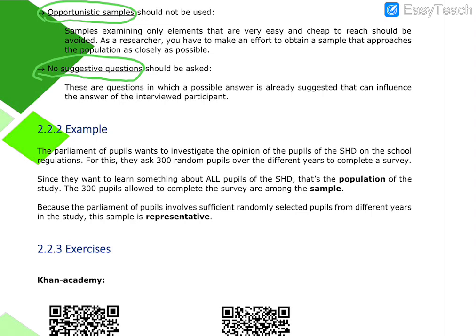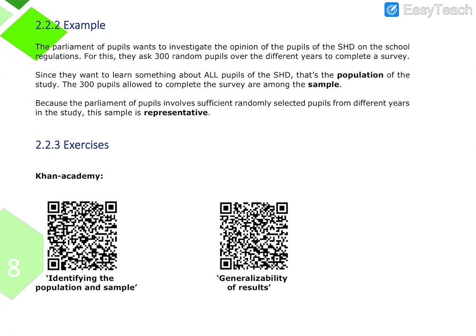There are a few exercises on Khan Academy. One about identifying population and sample, one about generalizability of results. You can skip these for now. Maybe later on we're going to do them.